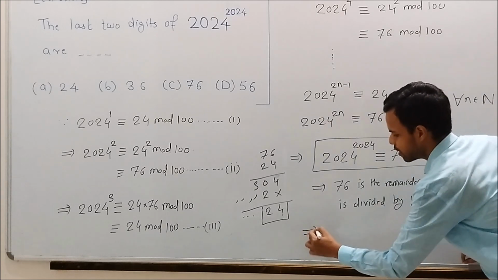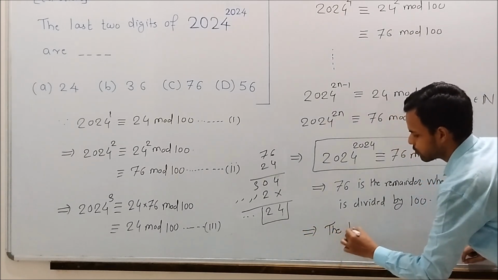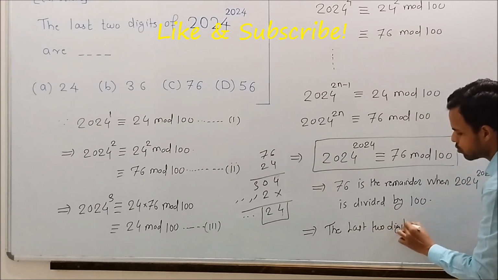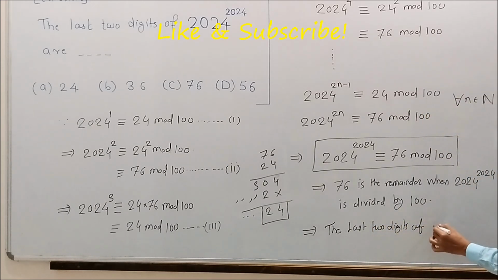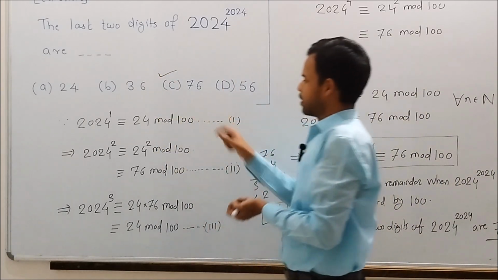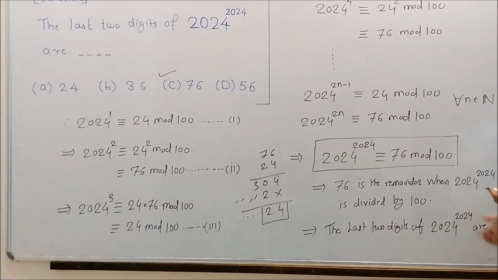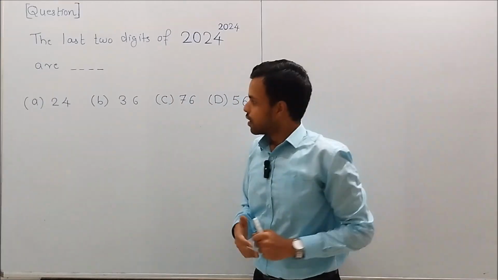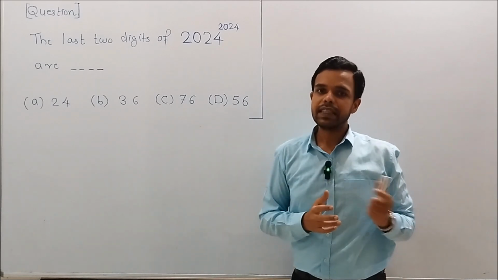And that implies the last two digits of 2024 to the power 2024 are 76. So the correct option is option C. Hence, we have solved this problem via number theory techniques. Now, let's solve this question via a basic mathematics technique.